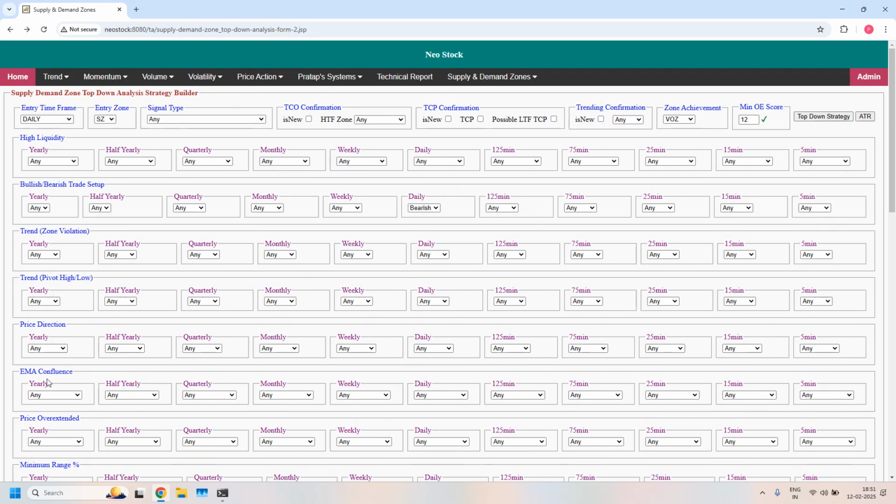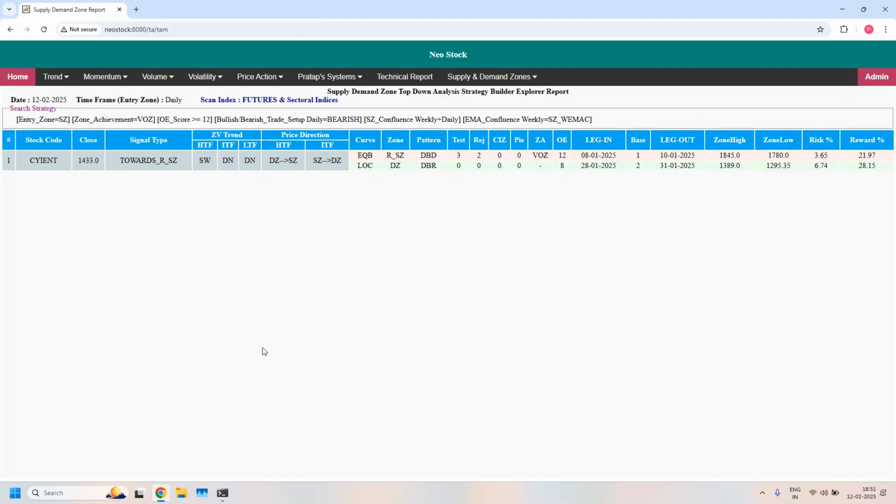That is EMA Confluence at weekly time frame, weekly supply zone having weekly EMA Confluence or not. So that way we got one stock. This is even more high probability trade setup supported zone. That's why it is already tested 3 times. Okay, this is ITF specific.